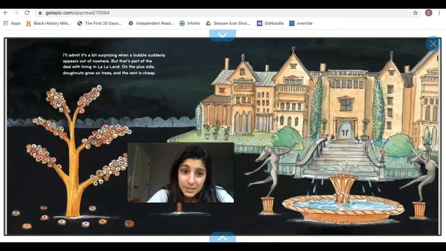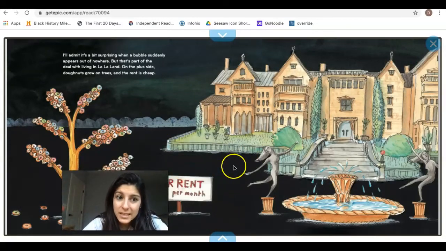I'll admit, it's a bit surprising when a bubble suddenly appears out of nowhere, but that's part of living in La La Land. On the plus side, donuts grow on trees, and the rent is cheap.